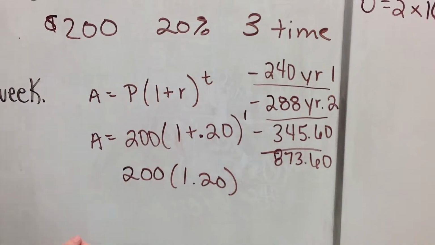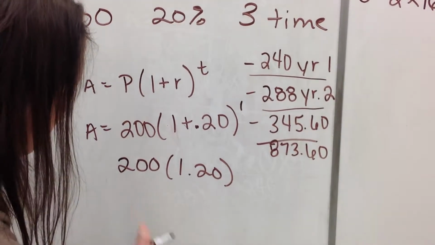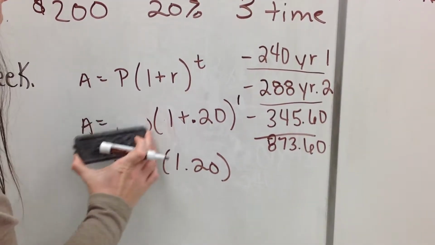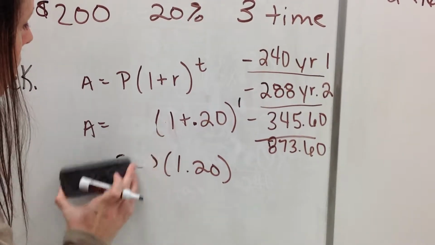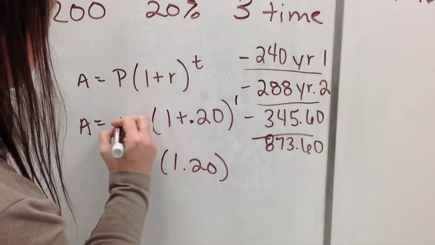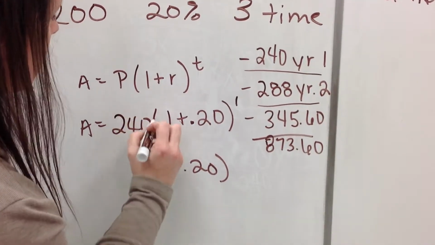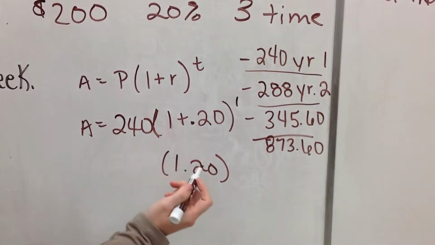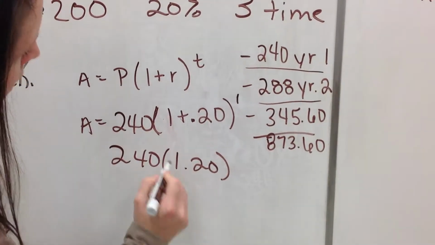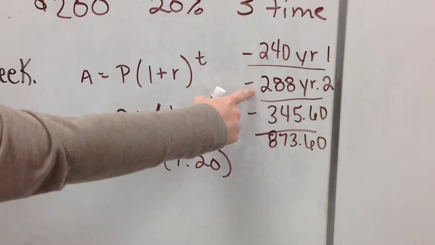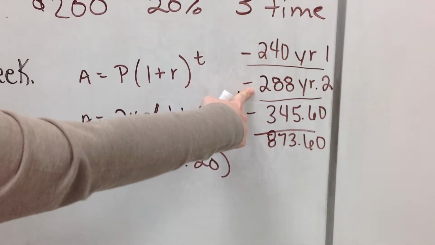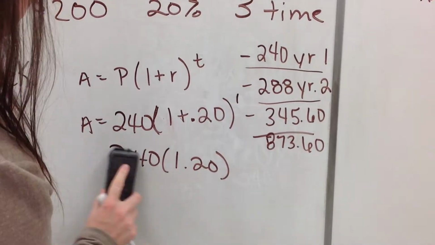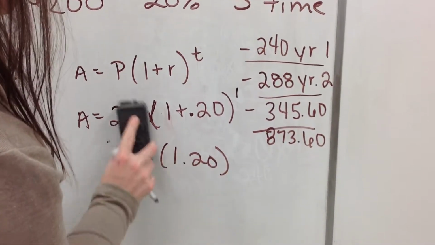So then for your second year, you have to do the same thing, but that means she's starting out with a principal balance of $240. So then you take $240 times 1.20, that gives you a total of $288. Same thing for your third year.